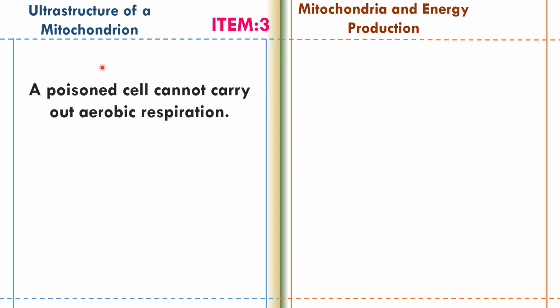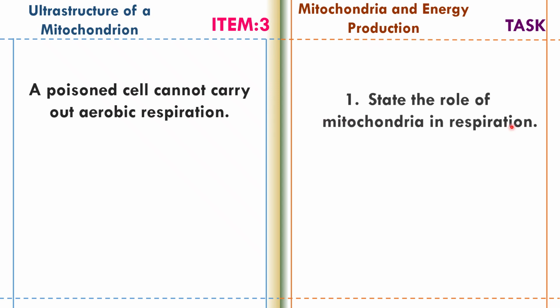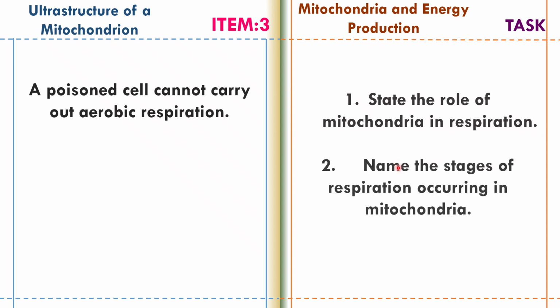We are still on the ultrastructure of a mitochondrion, item 3: mitochondria and energy production. A poisoned cell cannot carry out aerobic respiration. Task: state the role of mitochondria in respiration. Name the stages of respiration occurring in mitochondria.